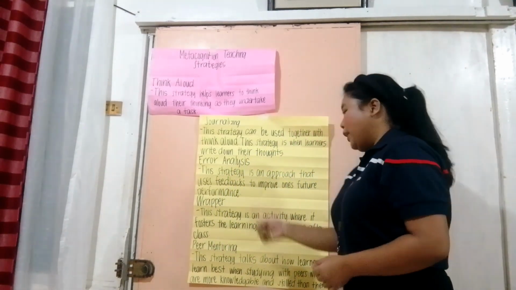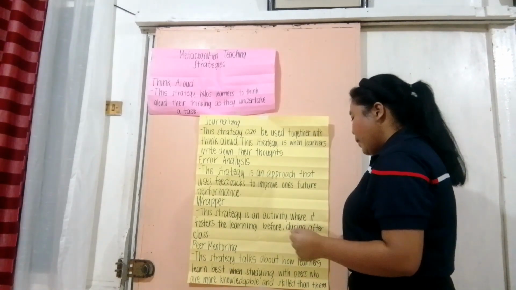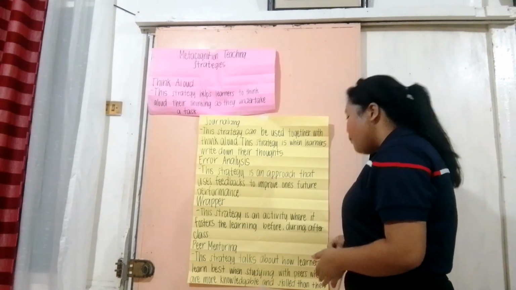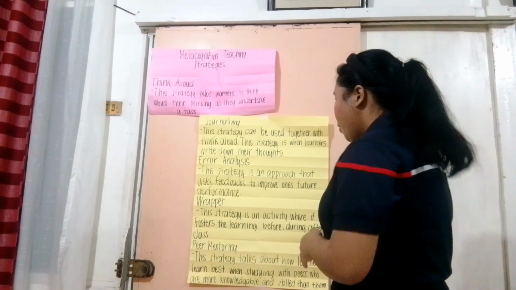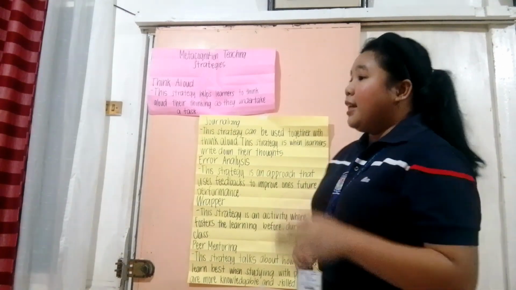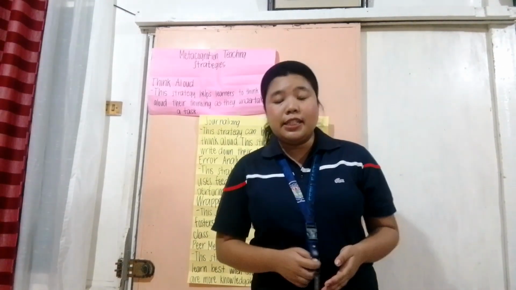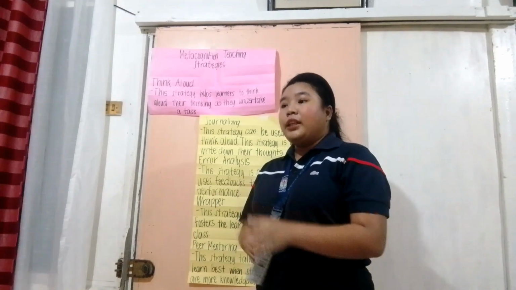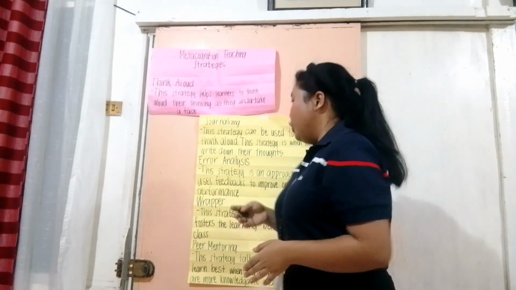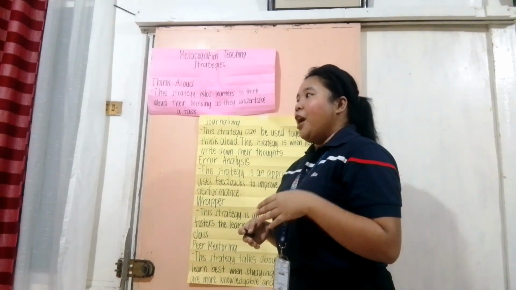And lastly is peer mentoring. This strategy talks about how learners learn best when studying with peers who are more knowledgeable and skilled than them. The greatest example for this is tutoring, as we need someone to teach us about certain topics that we don't understand, or we don't have the capabilities to learn on our own, or where we find it difficult and need help.